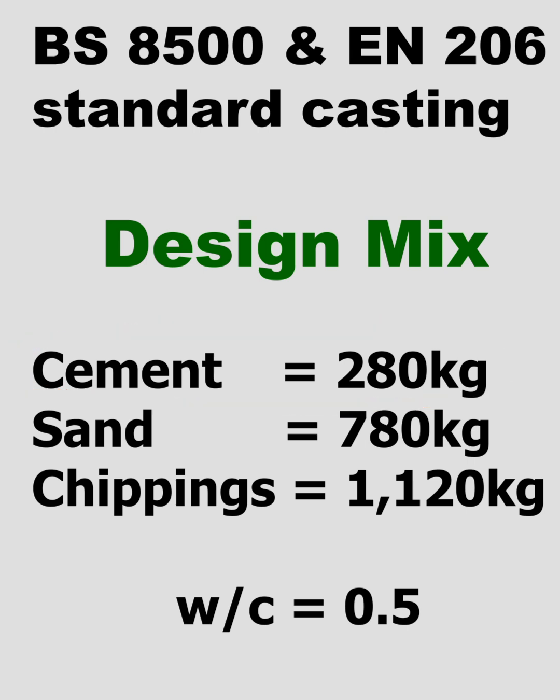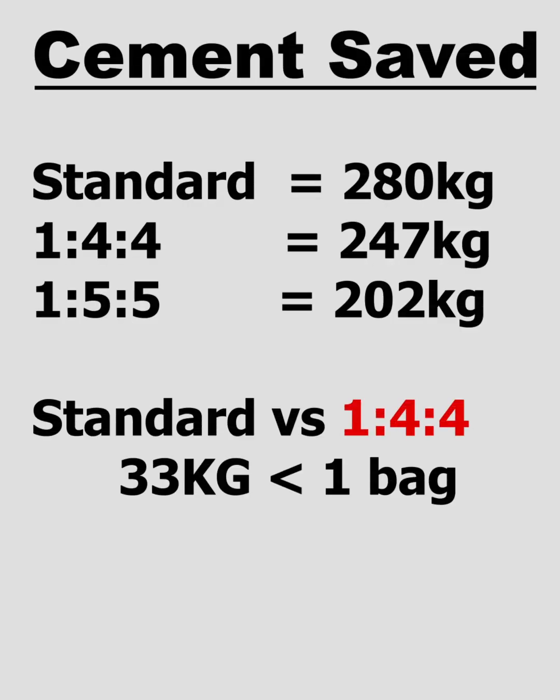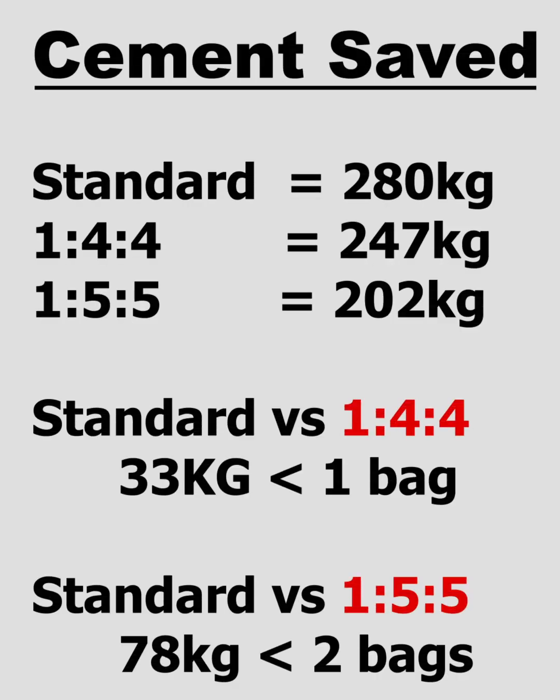So, what do you actually save when you mix a weak concrete? The target is always to minimize the quantity of cement used. Now, for doing the weak 1:4:4, you save less than 1 bag of cement in each cubic meter. And for doing the very dangerous 1:5:5, common among WACs in Nigerian building sites, you do not save up to 2 bags of cement per cubic meter.